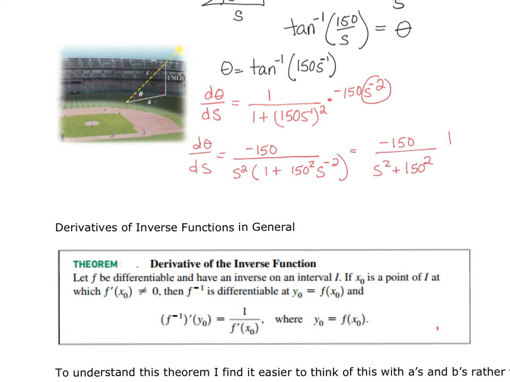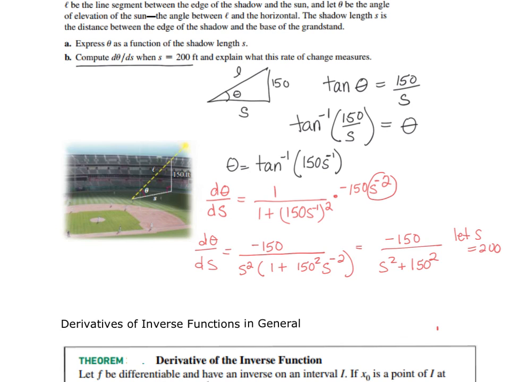Now we're going to let S be 200, because that's what we were asked for here. When S is 200, we will get d theta ds is negative 150 over 62500, or negative 0.0024 radians per foot.